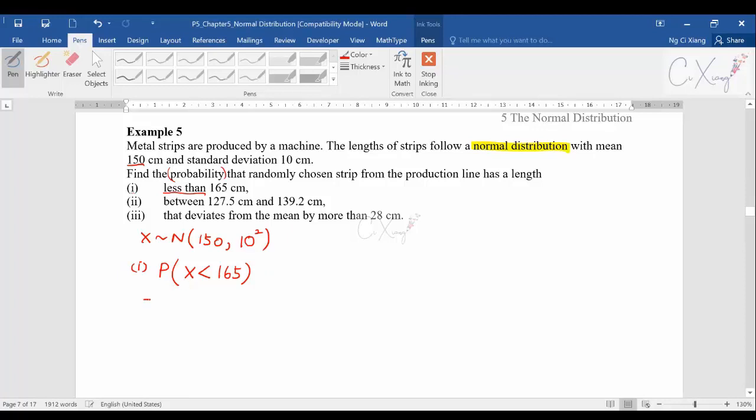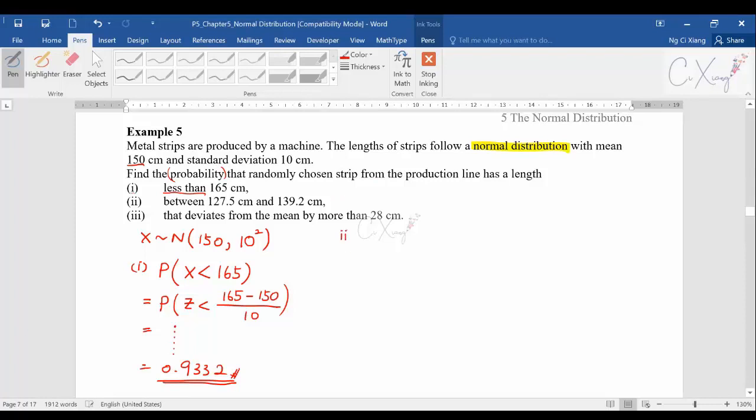Okay, so I think this part you should be able to do it already. So X you need to change to Z. So the step is 165 minus 150 divided by standard deviation 10. Okay, so please continue in detail for this step. Alright, and then I think you should be able to get the answer 0.9332. This is not hard because the steps are very standard. Alright, so I will just leave it for you to make sure that you know how to use the normal table correctly.